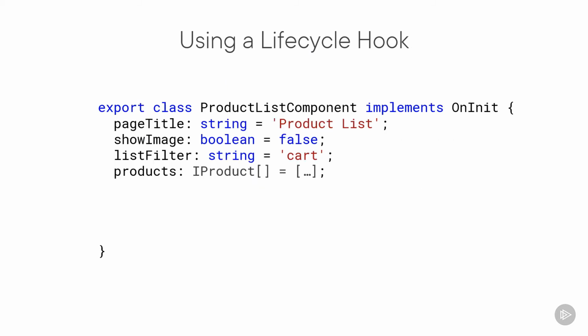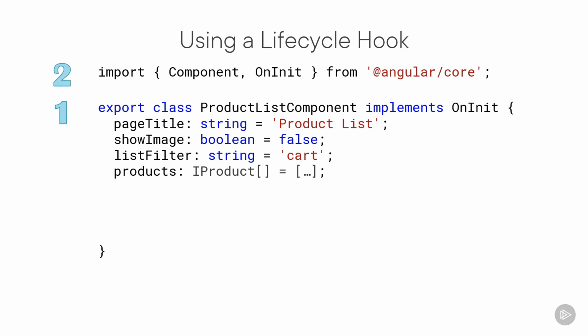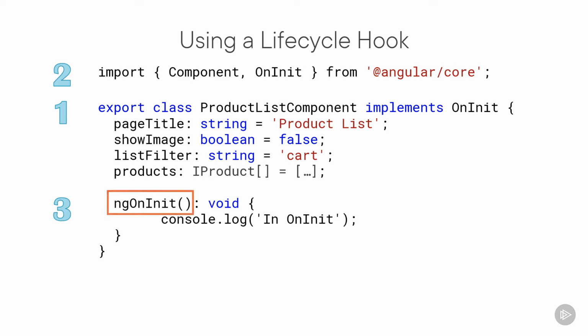To use a lifecycle hook, we implement the lifecycle hook interface. We are using the onInit interface from Angular, so any guesses as to our next step? Yep, we need to import the lifecycle hook interface. We can then write the hook method. Each lifecycle hook interface defines one method whose name is the interface name, prefixed with ng for Angular. For example, the onInit interface hook method is named ngOnInit. At this point in our application, we don't need to implement any lifecycle hooks, but we'll use them in later modules. So let's try them out now.